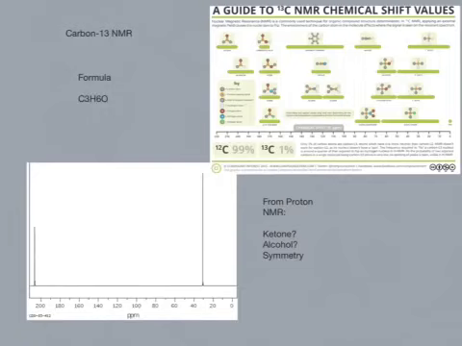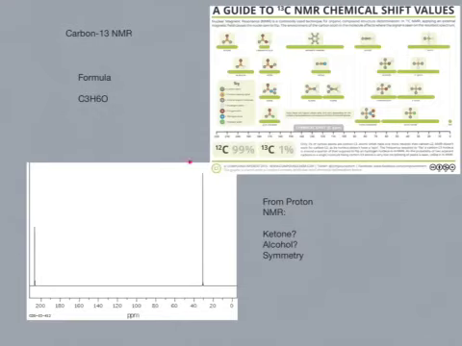Before we go on to Carbon-13 NMR, we need to recap what we learned from our Proton NMR graph. So we know that it is either a ketone or it has an alcohol, and we know that it has symmetry because there was no splitting in peaks for Proton NMR. So, with that being said, our formula remains the same at C3H6O, and we have our chemical shift guide up here at the top right for Carbon-13.